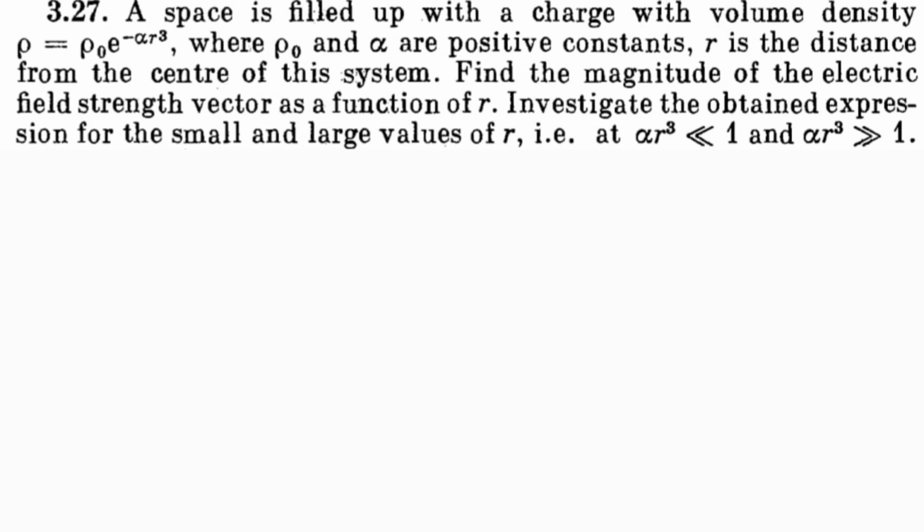We are dealing with the ninth problem in this series, and the ninth problem in this series is problem 3.27. The problem states a space is filled up with a charge with volume density rho equals rho naught e to the power minus alpha r cube, where rho naught and alpha are positive constants. r is the distance from the center of the system. Find the magnitude of the electric field strength as a function of r. Investigate the obtained expression for the small and large values of r, that is for alpha r cube less than 1 and alpha r cube greater than 1.